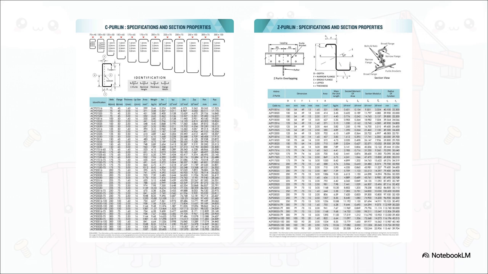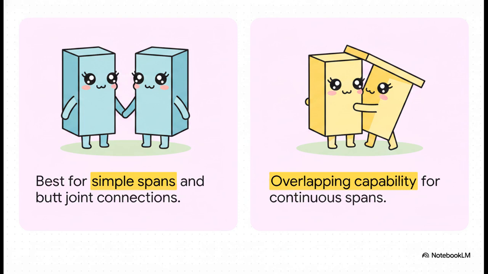But why the two distinct shapes? Why C and why Z? Well, it all comes down to understanding the rule of contrast and how they're applied. C purlins are your go-to for simple spans. They have a really great standard box-up ability and connect end-to-end using standard butt joints. But Z purlins, they're a different beast entirely. They are uniquely designed with one broad flange and one narrow flange. Why? Because they are quite literally made to overlap. This makes them absolutely ideal for continuous structural spans over much longer distances.